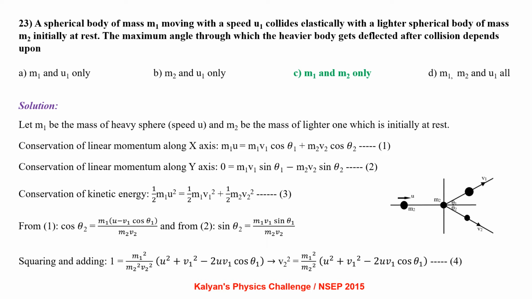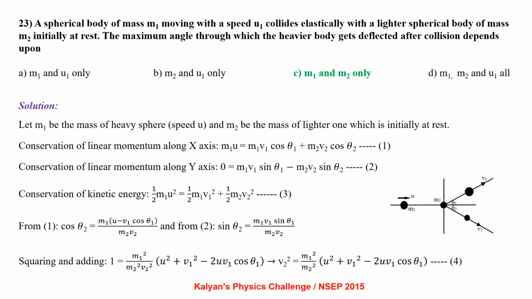From equation 1, cos theta 2 equal to m1 of u minus v1 cos theta 1 by m2 v2. From equation 2, sin theta 2 equal to m1 v1 sin theta 1 by m2 v2. Squaring and adding both the equations, we have 1 equal to m1 square by m2 square v2 square of u square plus v1 square minus 2u v1 cos theta 1, from which we have v2 square equal to m1 square by m2 square of u square plus v1 square minus 2u v1 cos theta 1.